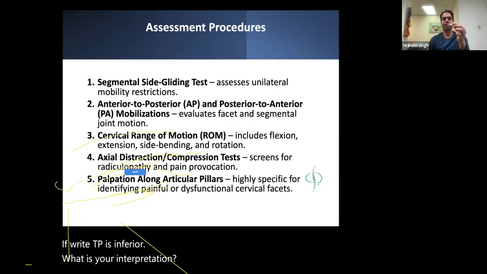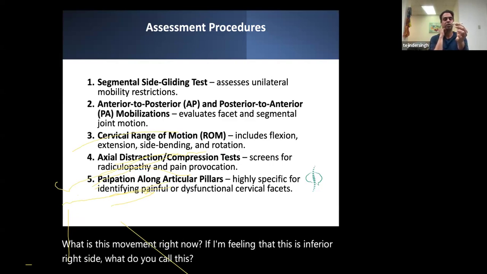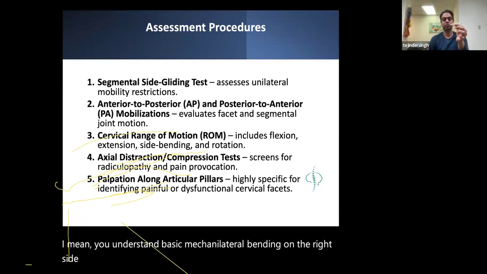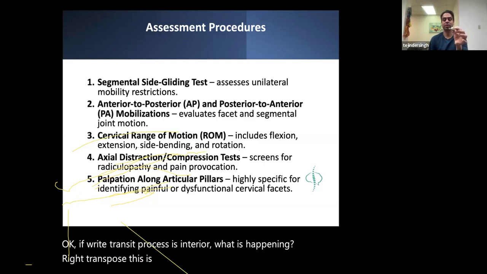What is this movement? If I'm feeling that this is inferior, right side, what do you call this? What is happening at C1? Anybody? You understand basic mechanics, lateral bending on the right side. Very simple. Okay. If the right transverse process is anterior, this moves forward, what is happening? Anybody?